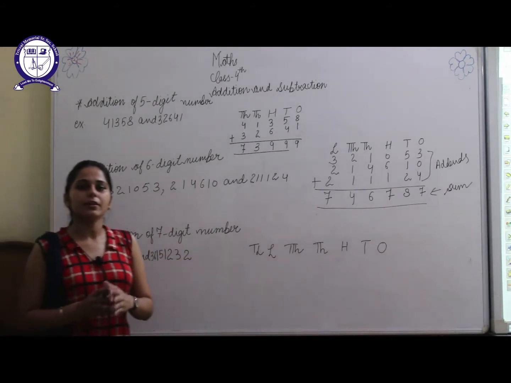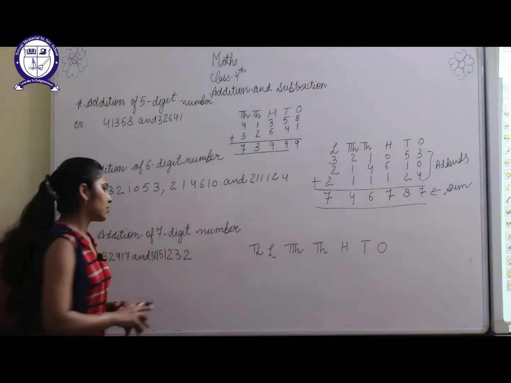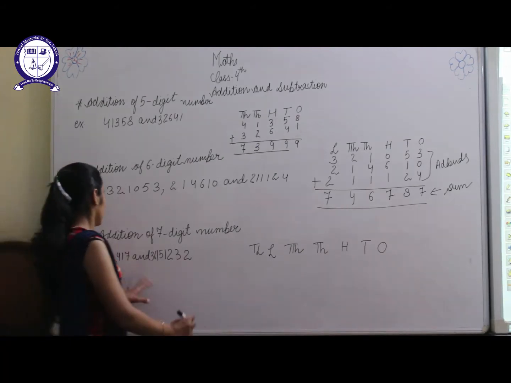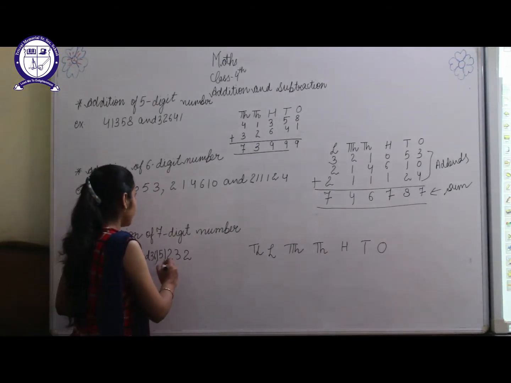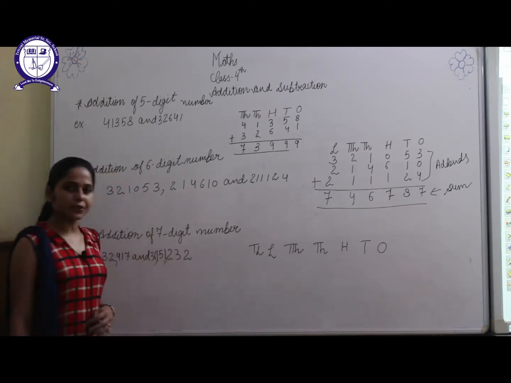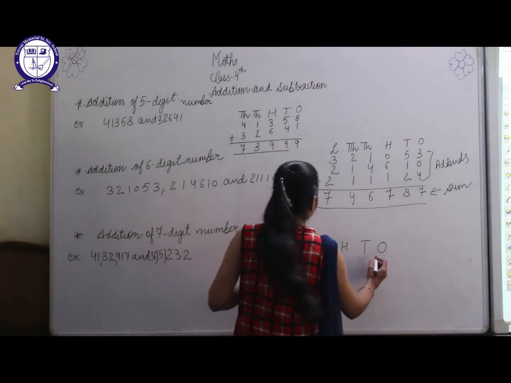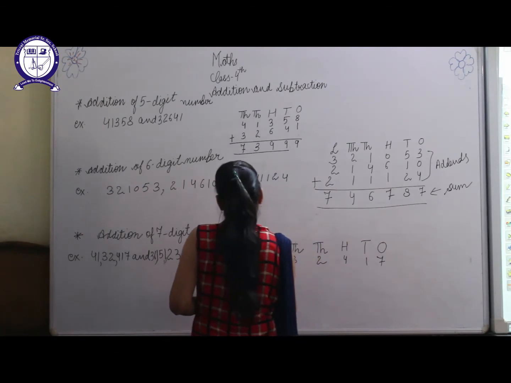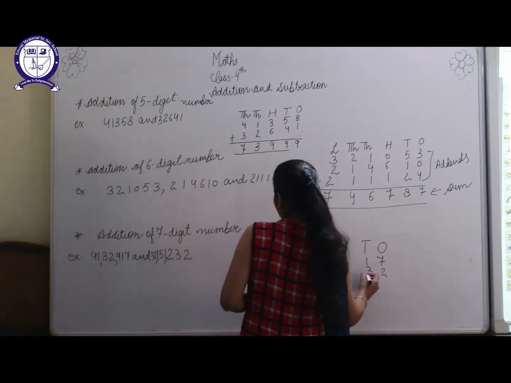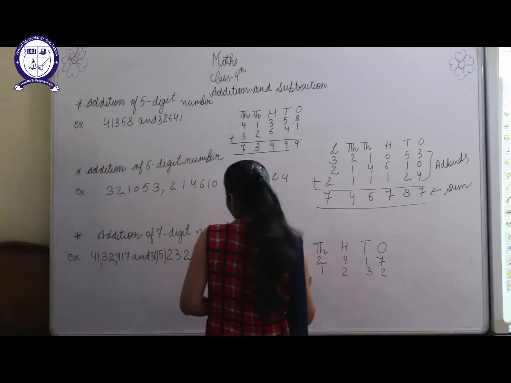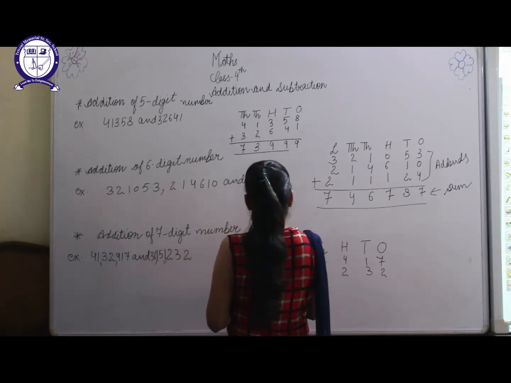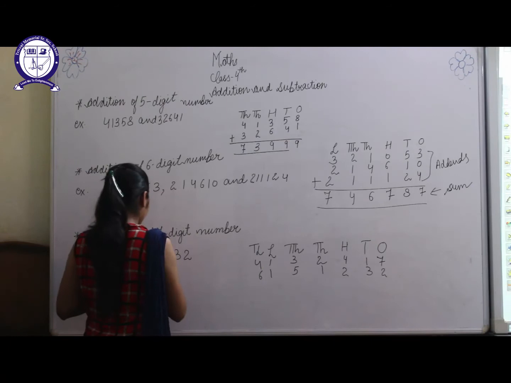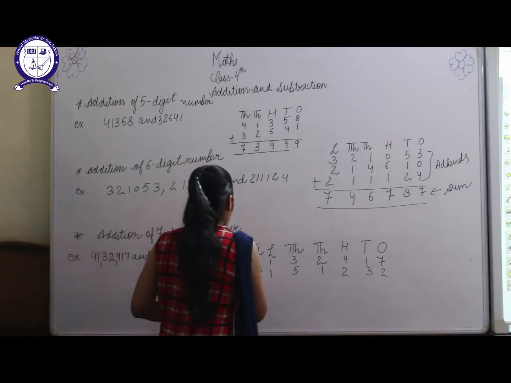So in 7-digit numbers, the place value increases, that is 10 lakh. So start arranging the numbers. We are having 41,32,470, 36,15,000, and 51,232. So start adding, arranging them, and then we will add 7, 1, 4, 2, 3, 1, 4, 2, 3, 2, 1, 5, 1, 6. So here we were having a digit extra. So we will add this.